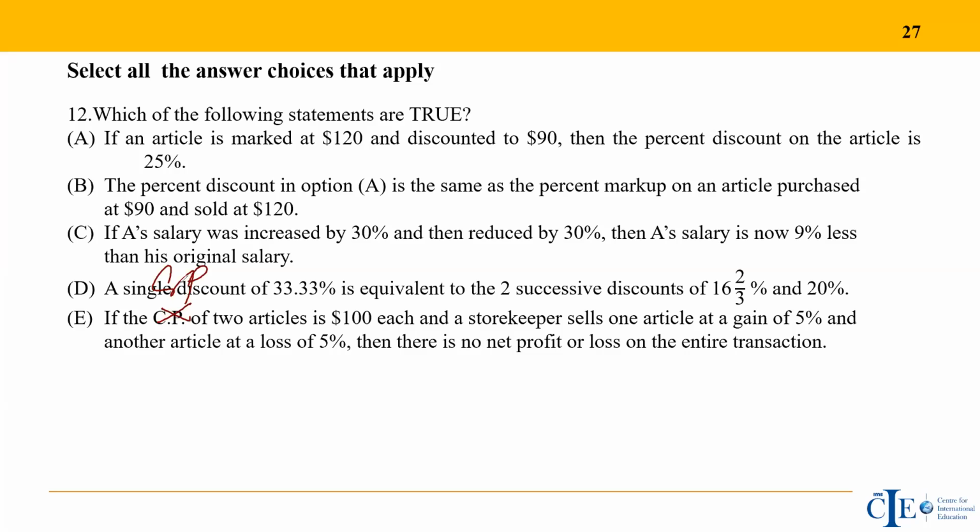Now for the selling price, try this out and tell me whether he will have a profit, a loss, or no profit, no loss, and by how much percent. Okay, try this out. This is also another type of question where the selling price is the same for both the articles instead of the cost price.